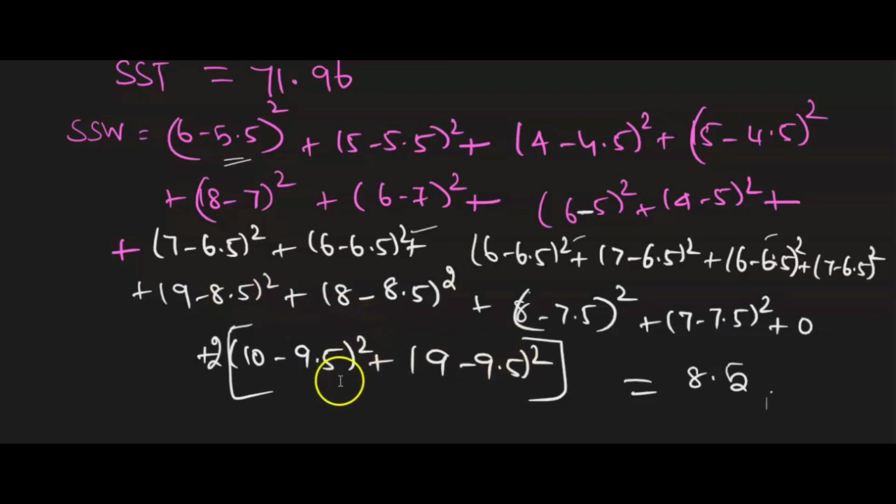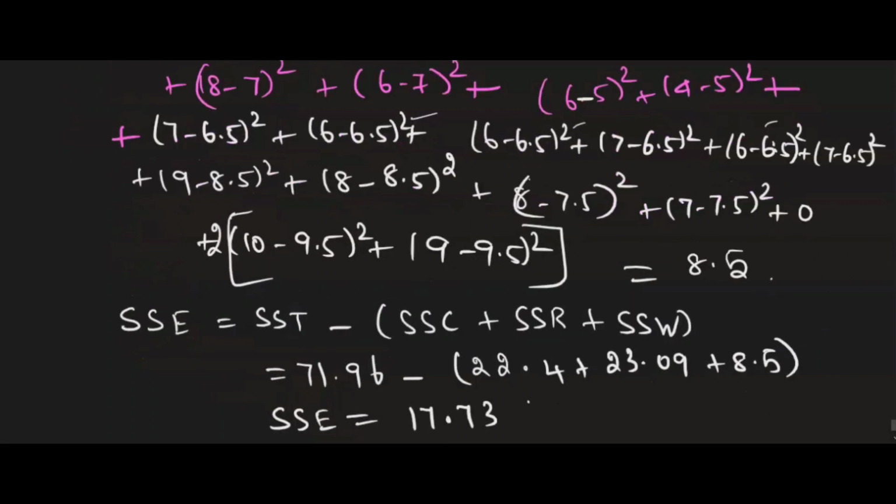So finally, what is left? We have to find SSE. So SSE is equal to SST minus. Remember, in one-way ANOVA only SSC will come. In two-way ANOVA SSR will come. So now within the sample also include SSW also. So we finally get 17.73.